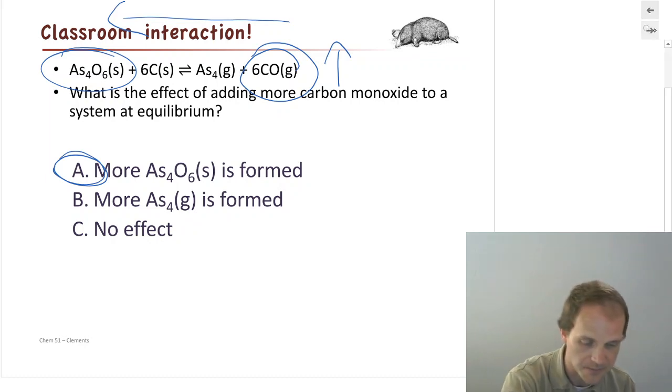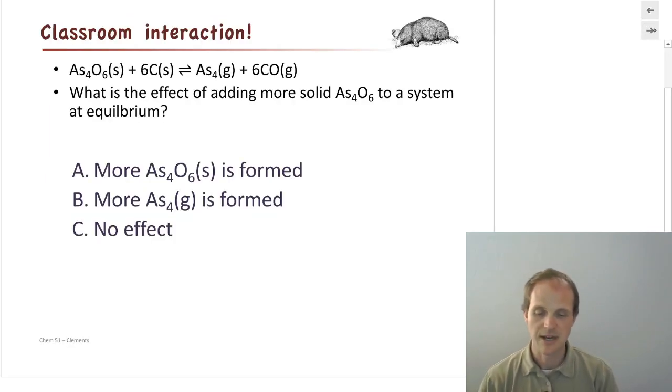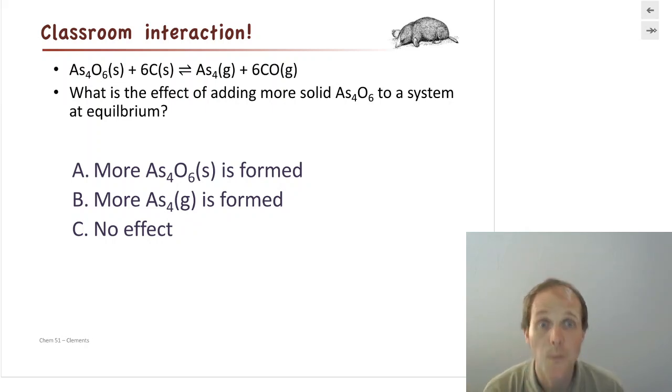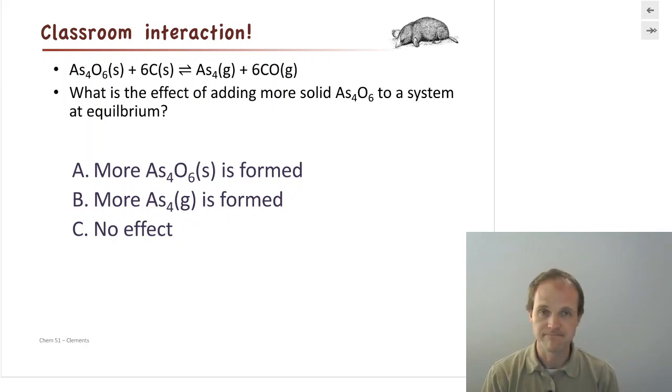Here's another one. Same reaction. I've got As4O6 and carbon, and I want to know what's the effect of adding more solid As4O6 to a system at equilibrium. So instead of adding the CO, I'm now adding the As4O6. Go. Okay, what'd you come up with?